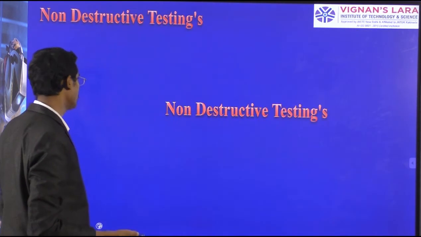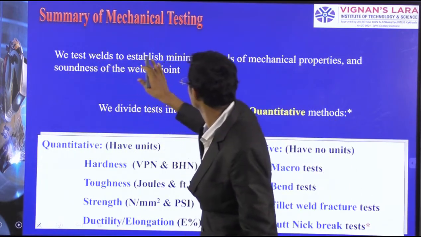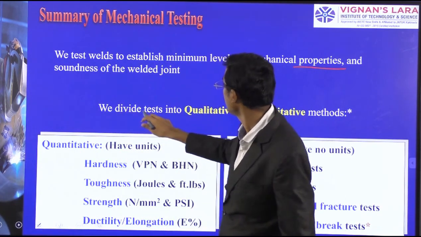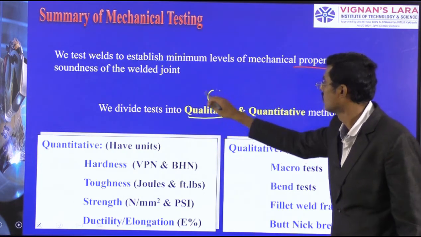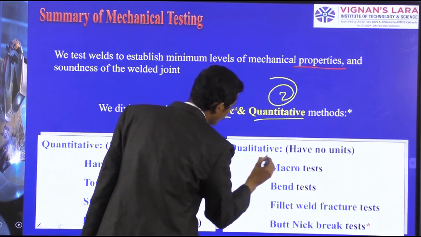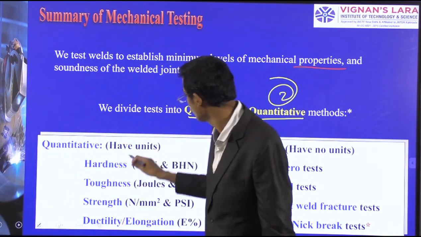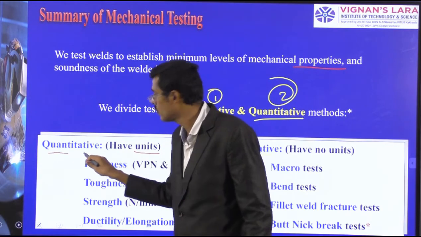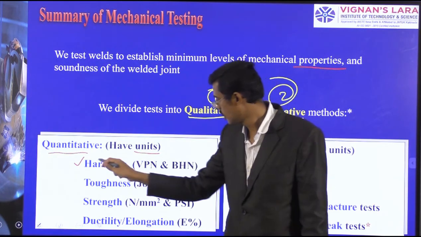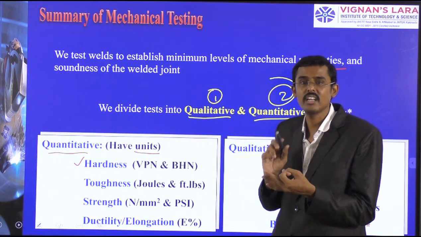So I would like to summarize these things. We test welds to establish a minimum level of mechanical properties. Yes, and then we divided the tests as qualitative tests, number 1, and quantitative tests, number 2. In the quantitative tests we measure and have a unit. Here we have seen the hardness tests. This hardness includes Vickers hardness, Brinell hardness, diamond and Rockwell hardness also.